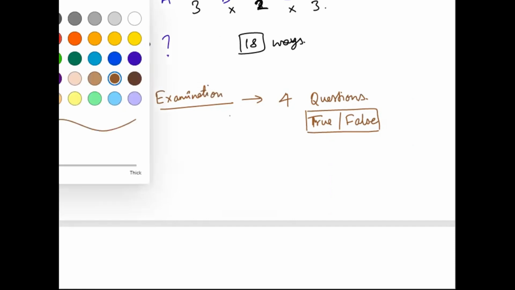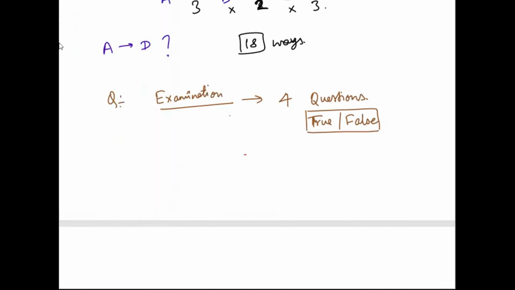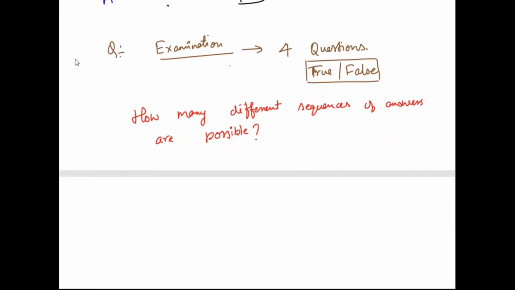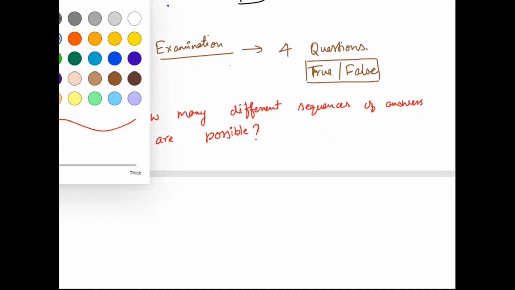So the question is, in how many different ways, or basically, the keywords are not mentioned. So let me put it this way. How many different sequences of answers are possible? What do I mean by this is, let's suppose 10 to 20 students are writing this exam. So 20 students can mark these 4 questions in how many different ways?